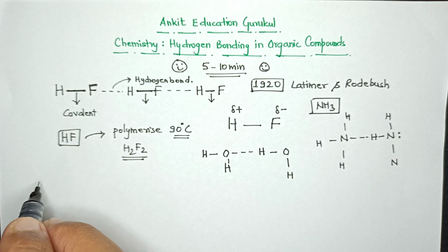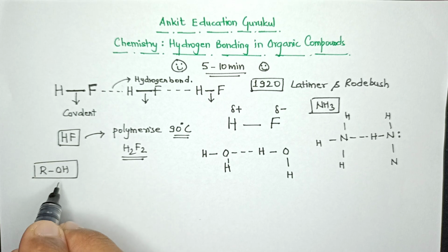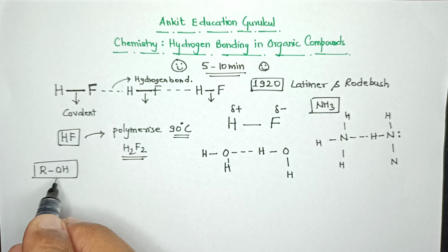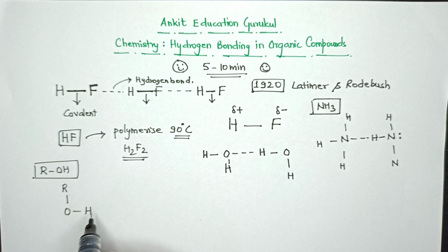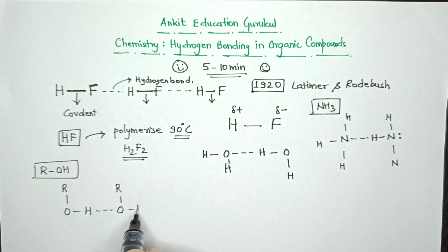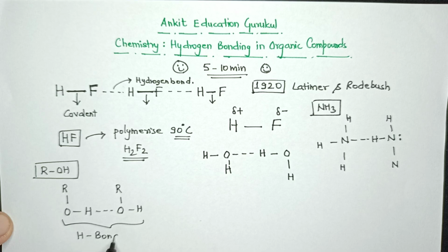Similarly goes for an alcohol. The general structure of an alcohol is ROH, oxygen here being electronegative in nature. So we have an alkyl group, then an oxygen, and then a hydrogen. This particular hydrogen forms a hydrogen bond with the oxygen of the other molecule. So this is another example of hydrogen bonding.